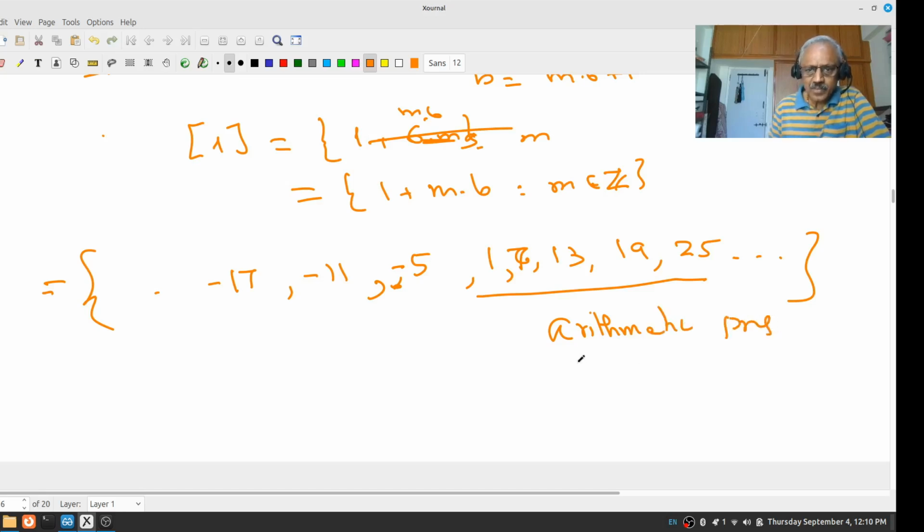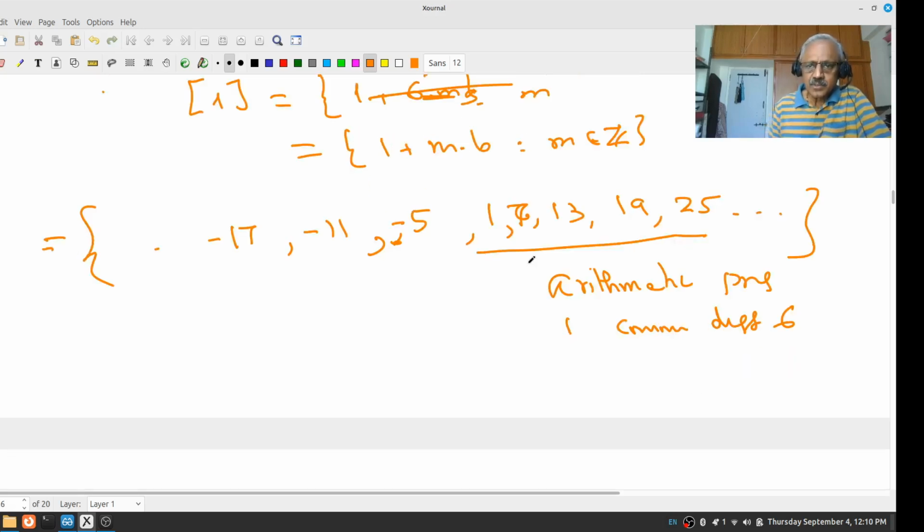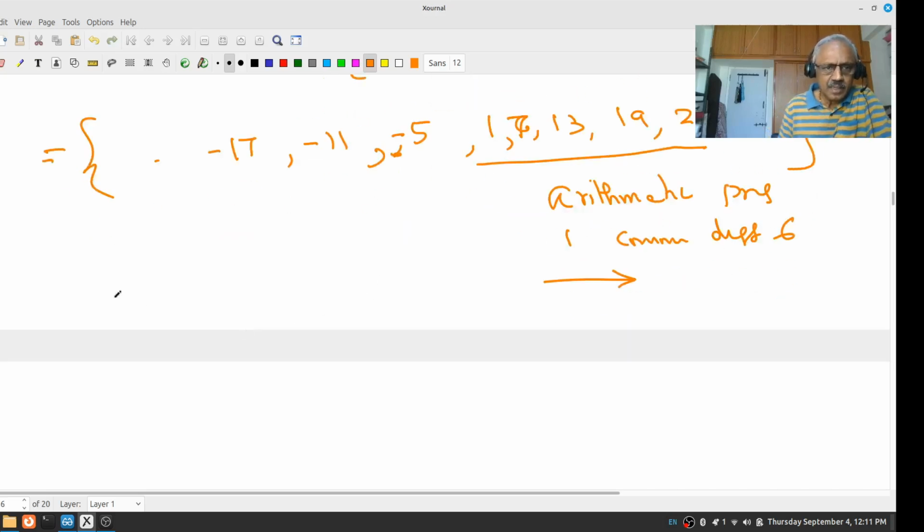With the starting point 1 and common difference 6. Right? But usually arithmetic progression in high school is one direction, only positive direction. But this is arithmetic progression in both directions. So we will call it bidirectional arithmetic progression. Bi meaning 2.